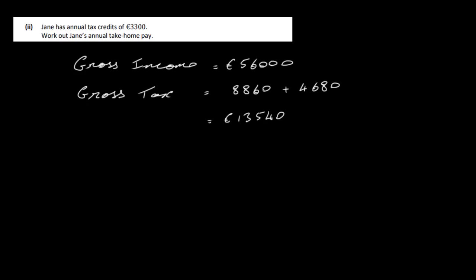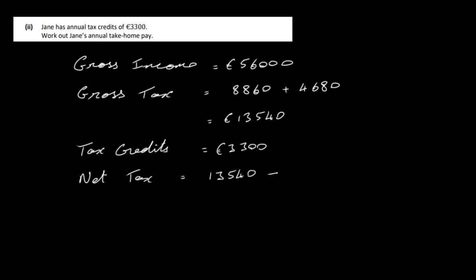Now she has tax credits. The tax credits are 3,300 euros, so we need to subtract that from this amount here. So that means her net tax then is going to be 13,540, which is our gross tax, minus tax credits 3,300. So that gives 10,240 euros.